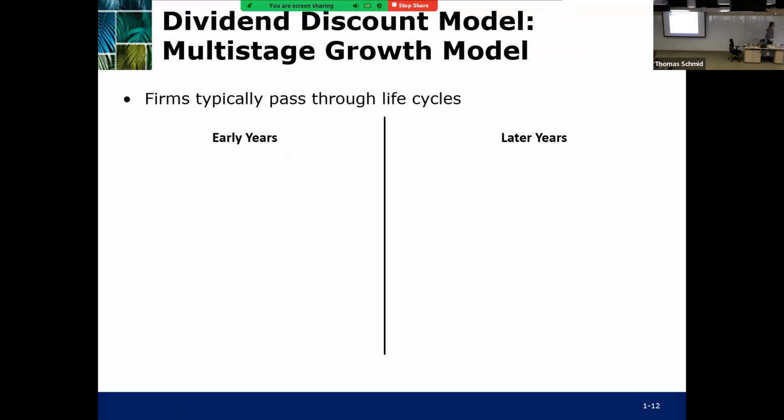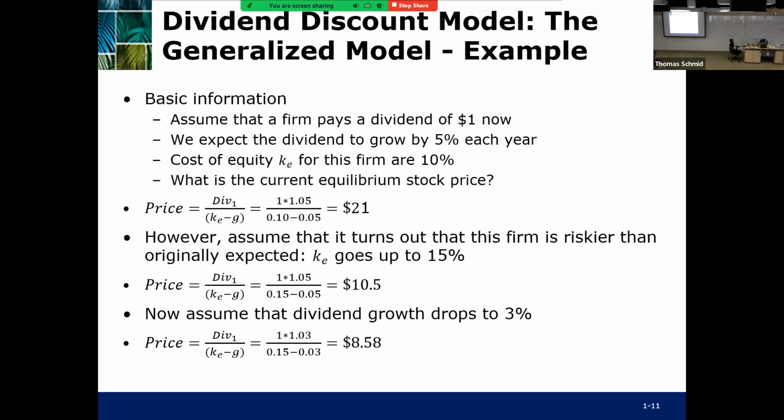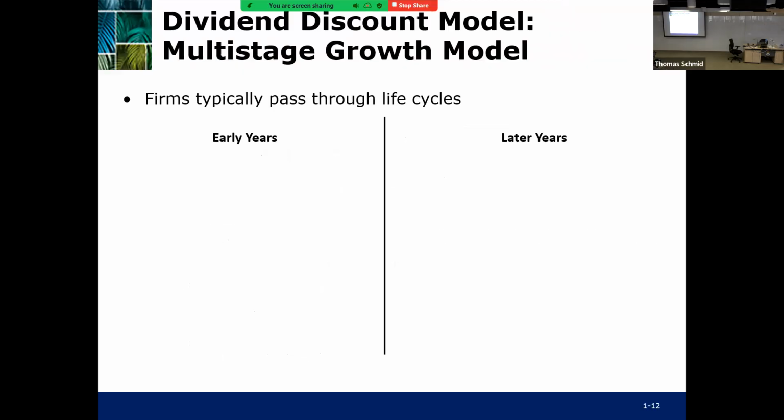Good. So this was the generalized model. Then there is a third type of the dividend discount model, which is called the multi-stage growth model. The key idea behind the multi-stage growth model is that firms typically pass through life cycles or phases.